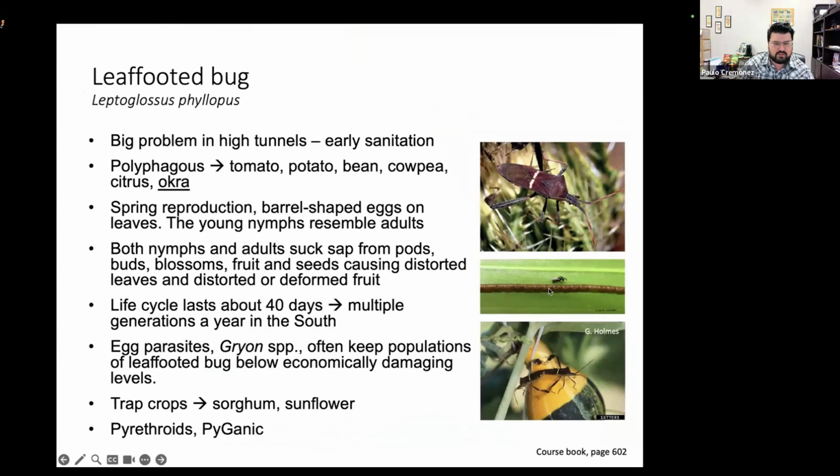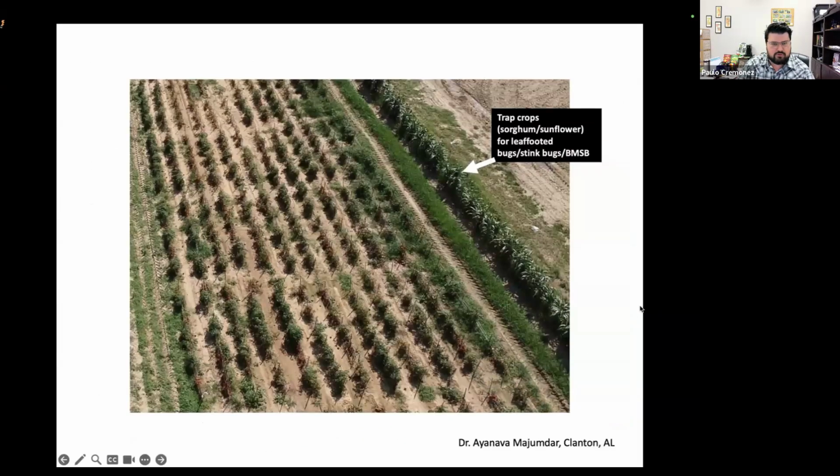Egg parasitoids like Gryon often keep populations below economically damaging levels. You could use sorghum and sunflower as trap crops, and you can use pyrethroids. But if you want a good organic option, Pyganic is generally good for your control.